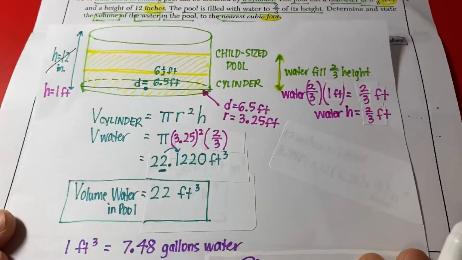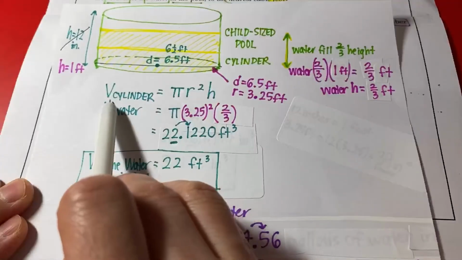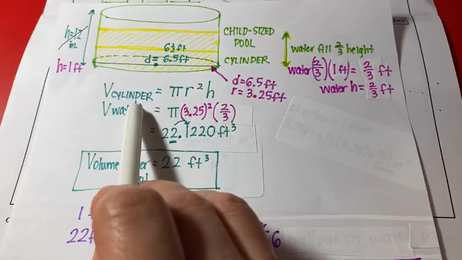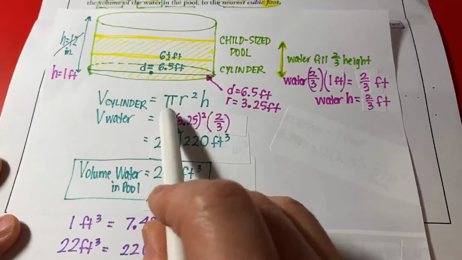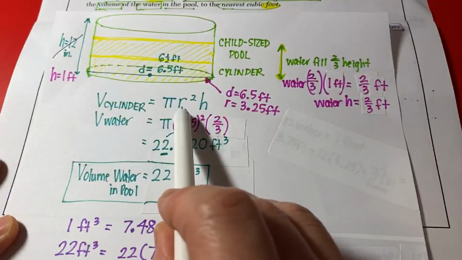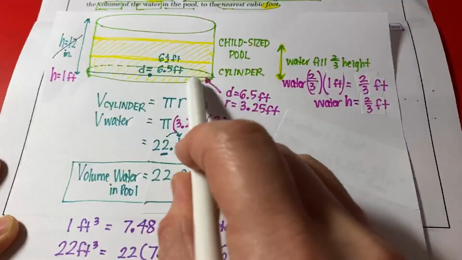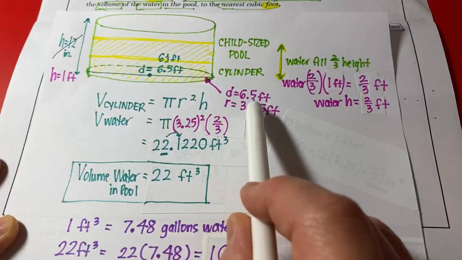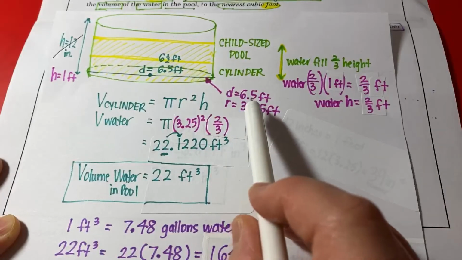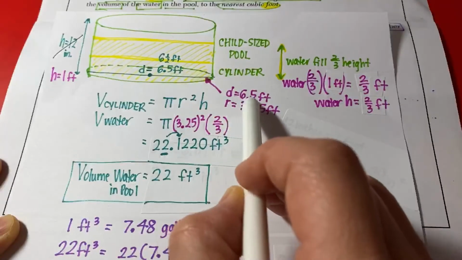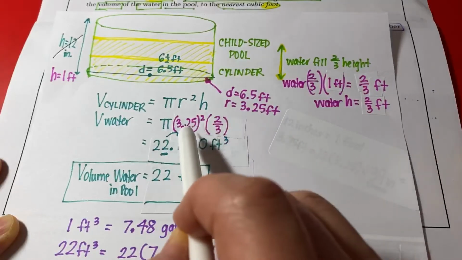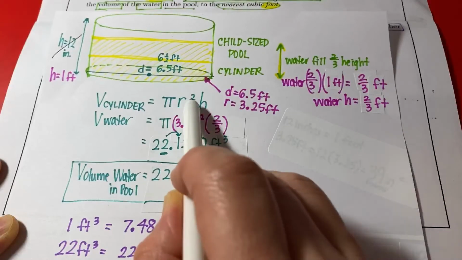Alright, so on the Regents, on the reference sheet, they give you the formula for finding the volume of a cylinder. But keep in mind, we're focusing on the yellow part of the cylinder, not the whole thing. So pi times the radius. Well, when we go back to the original diagram, the diameter was 6.5. We know that the radius is half. So we're going to divide this diameter by 2 and we get 3.25. So we plug that in, squared.